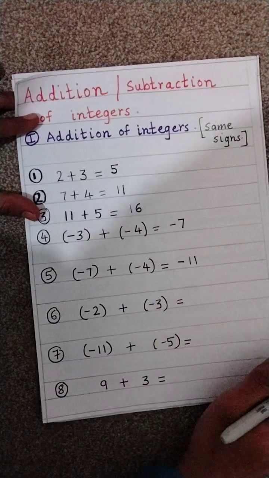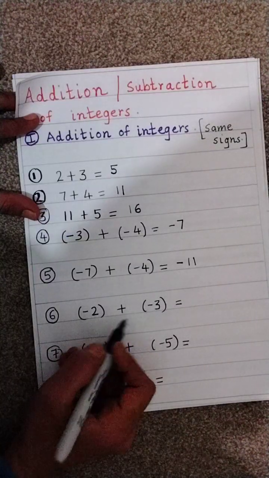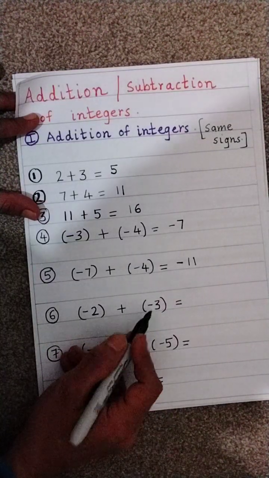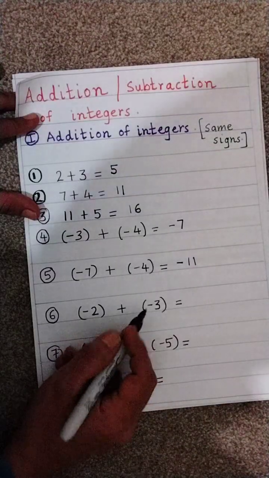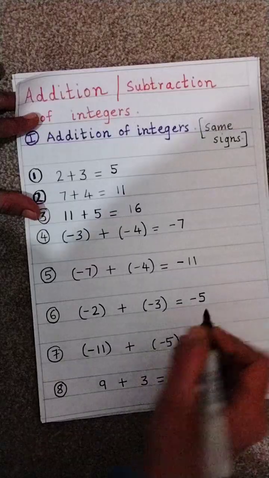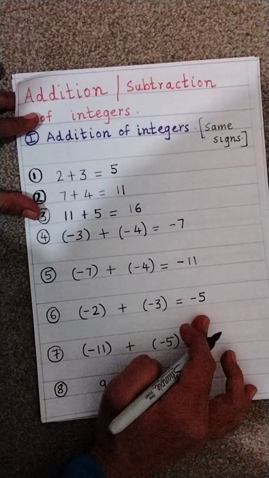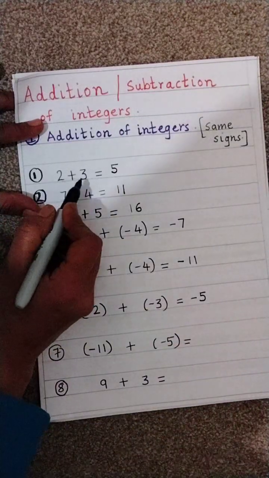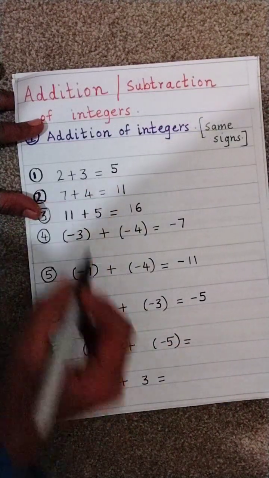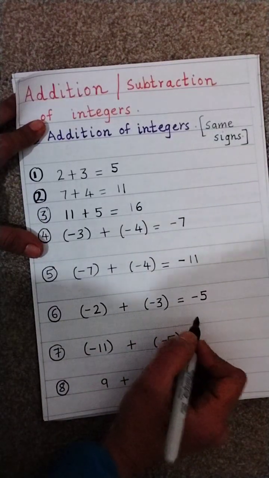Now another one. Minus 2 plus minus 3, both have negative sign and we are adding them, so we just add and put minus sign, negative sign. Minus 2 plus minus 3 is minus 5. Here 2 plus 3 is 5, both are positive. Here minus 2 plus minus 3, answer is minus 5.